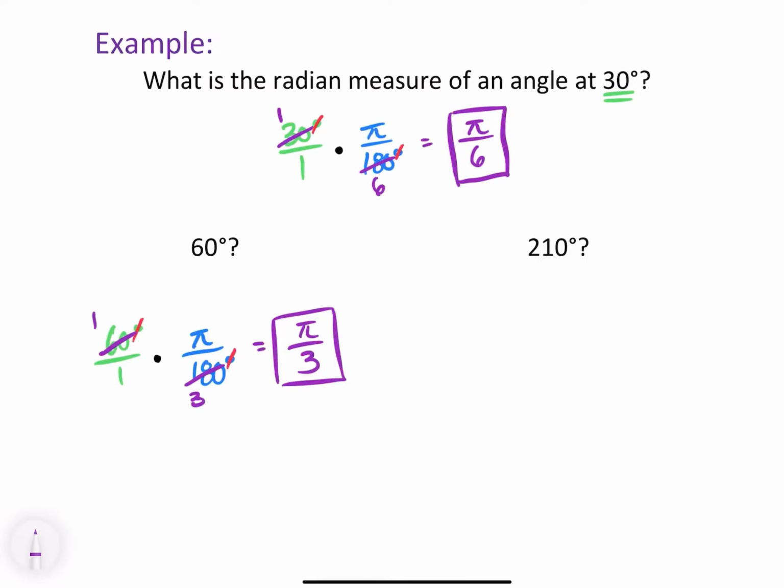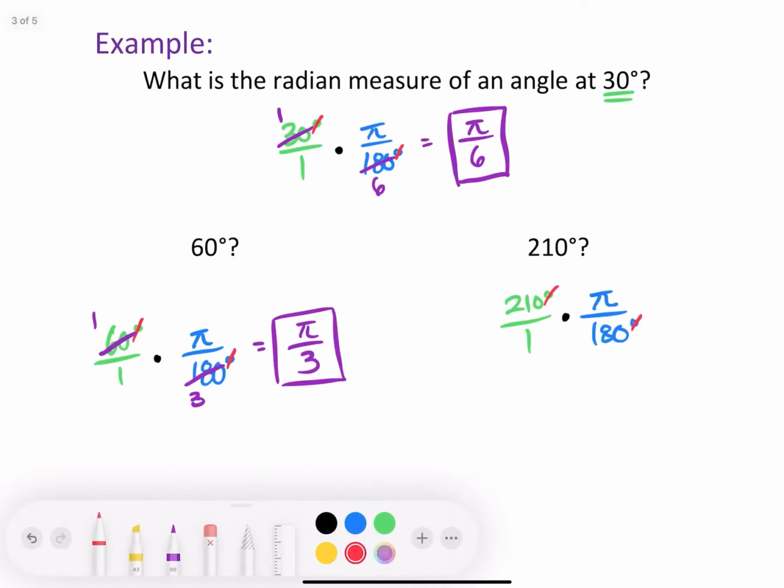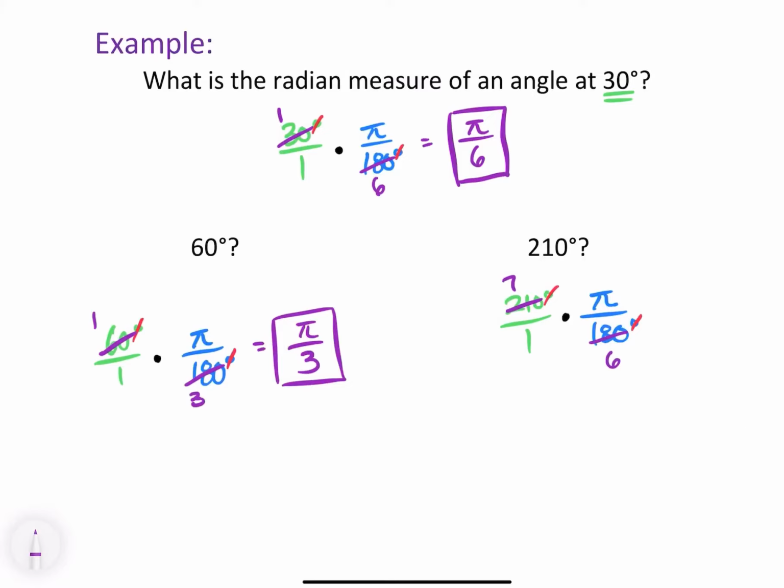Now, we also have 210 degrees. So same thing, I'm going to take 210 degrees, put it over 1. I'm going to multiply that with the second portion of our formula, pi over 180 degrees. And again, we could cancel out the degree sign, and then we could simplify 210 and 180. They both can be divided by 30, so the 210 becomes 7 and the 180 becomes 6, and we can now multiply that out. That turns out to be 7 pi in the numerator, and 1 times 6 is 6. So this is 7 pi over 6 radians.